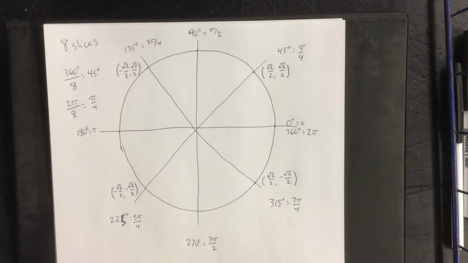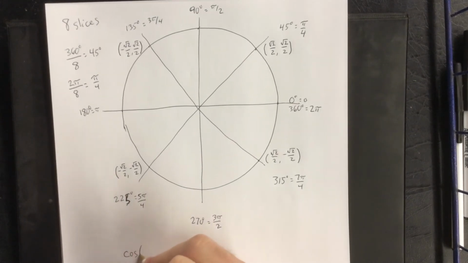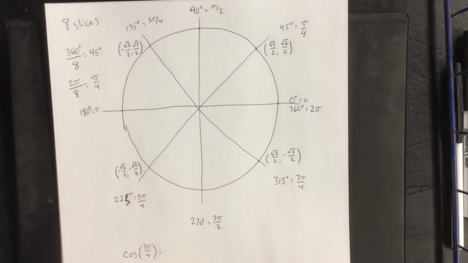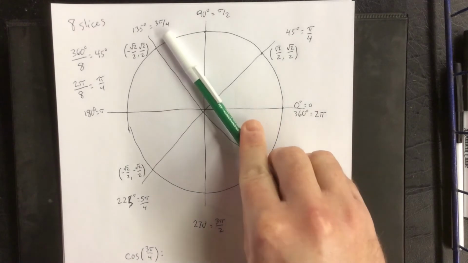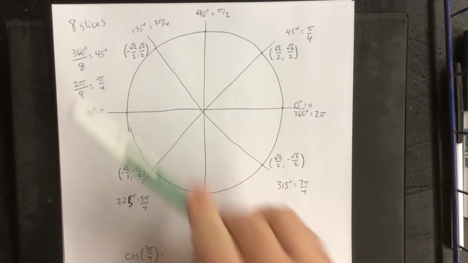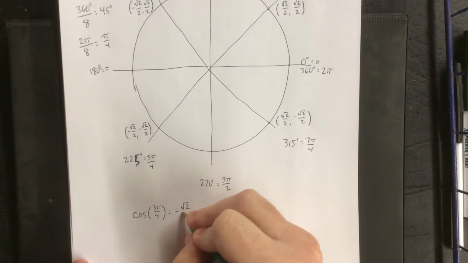Once you have this circle constructed, you can find any of your 6 trigonometric ratios of any of these angles. For example, the cosine of 3 pi over 4. Cosine of 3 pi over 4, we turn to where we see the angle 3 pi over 4. Cosine is looking for the x-coordinate, so the cosine of 3 pi over 4 would be negative root 2 over 2.